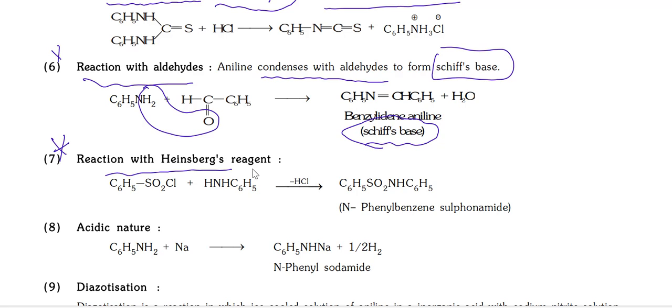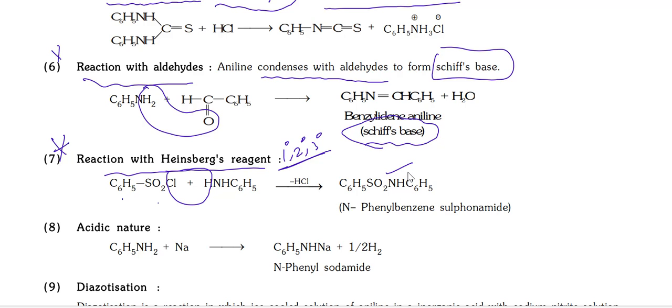Reaction with Hinsberg's reagent. This Hinsberg's reagent is the reagent to distinguish primary, secondary, and tertiary amines. Okay, the benzene sulfonyl chloride, you just have to remove HCl here. Then the remaining group stays as it is.